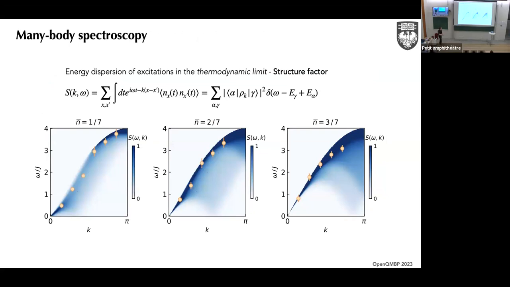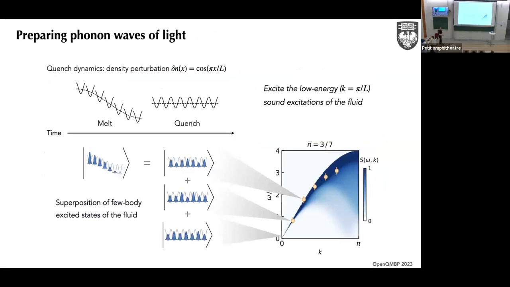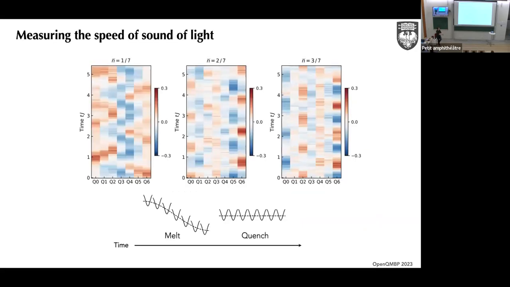One nice thing is that you see the low-lying dispersion in energy versus K is linear, so we expect to have phonons in the system. The way you prepare phonons is basically the way you slosh a cup of water: you melt your particles on some cosine potential, because you want to excite the low energy, long wavelength excitations, and then we quench it to degeneracy to prepare these superpositions. We can see dynamics where we have some wave packet traveling back and forth between the two edges of the system.